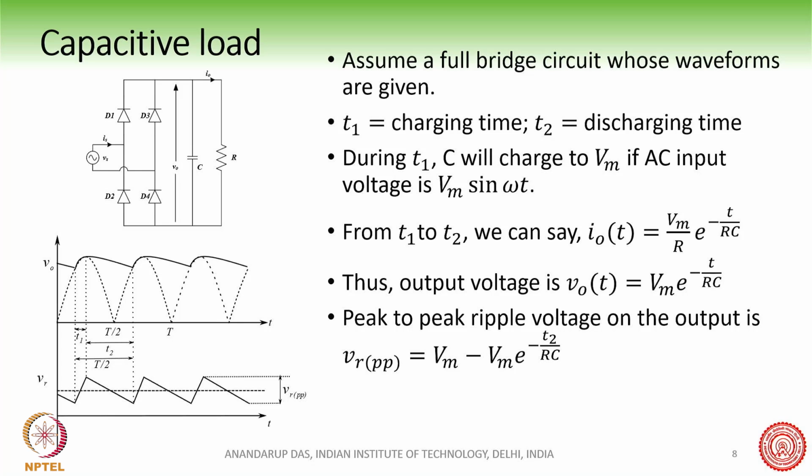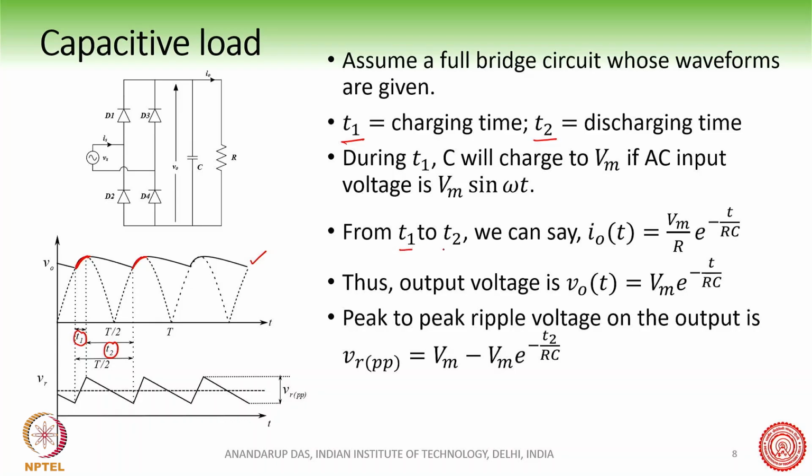So this is the output voltage waveform of the full bridge circuit, and here let us assume that T1 is the charging time of the capacitor, and T2 is the discharging time of the capacitor. During the time T1, C will charge to Vm if the AC input voltage is Vm sin omega t. As you can understand, during this portion the capacitor voltage is following the AC input voltage.